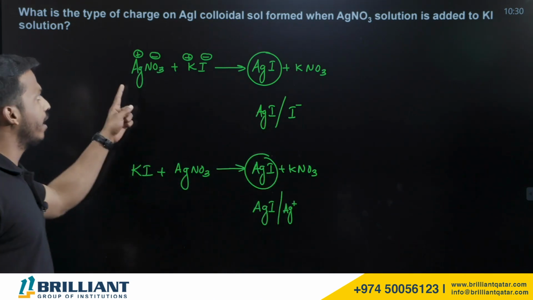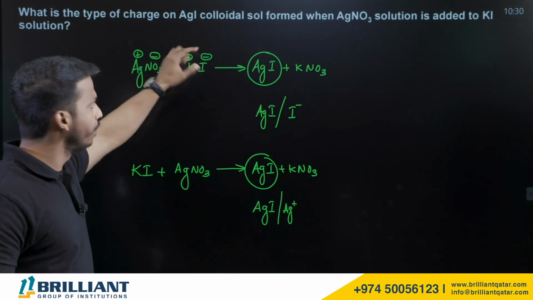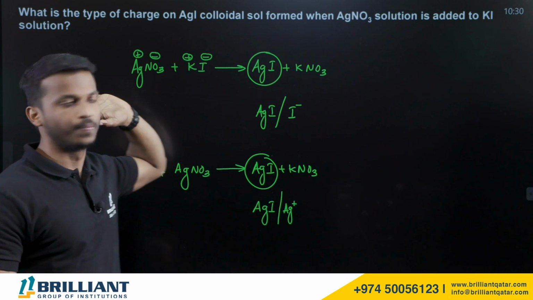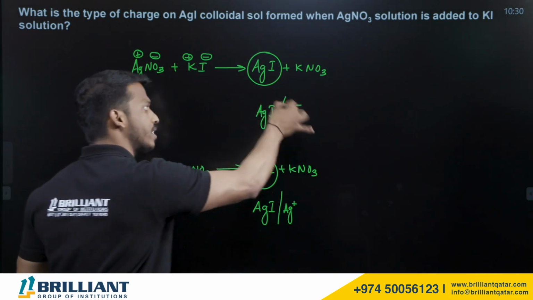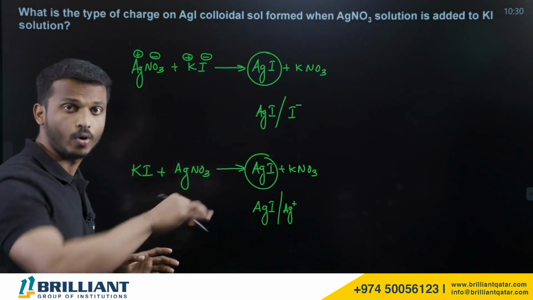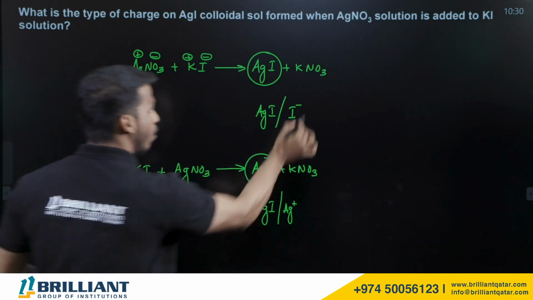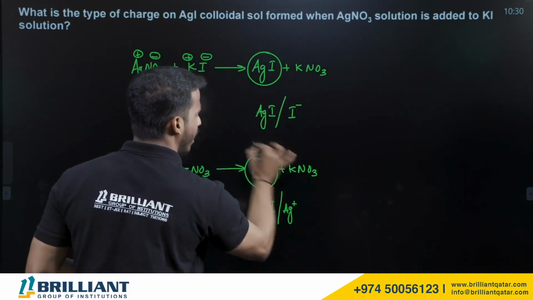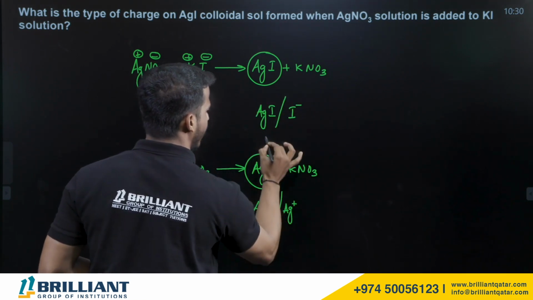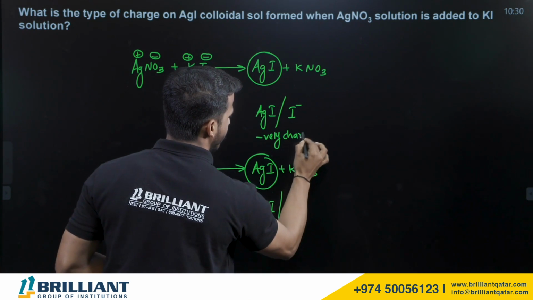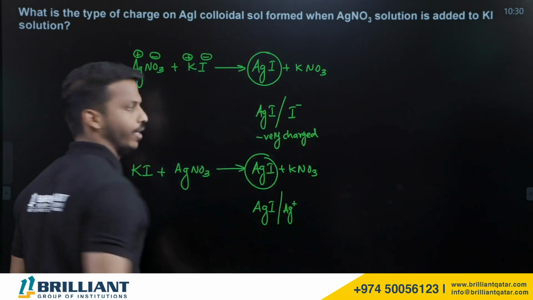When silver nitrate is added into potassium iodide, silver iodide forms and it is adsorbed by the I- ion. So which ion is adsorbing? The I- ion. And what is the charge of that I-? That's already negative, right? So the overall charge of the colloid is negative. Now it is a negatively charged colloid.